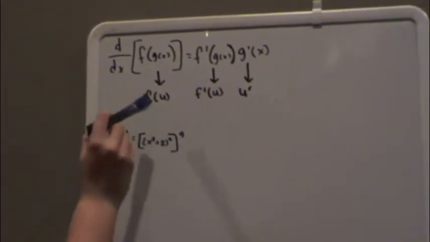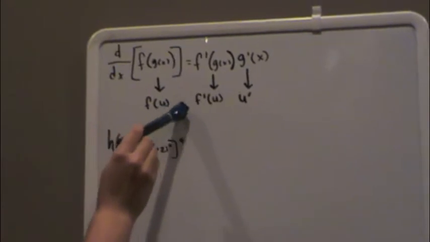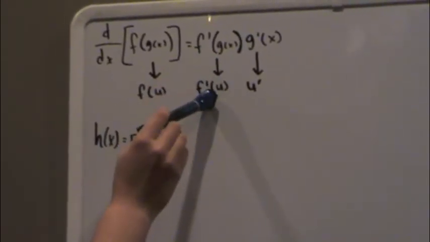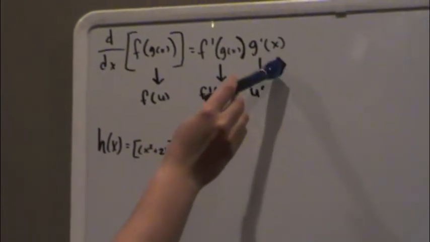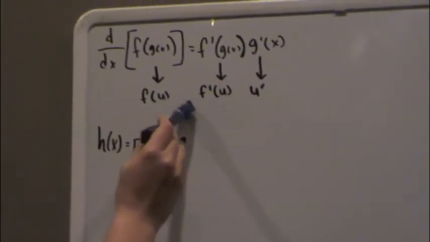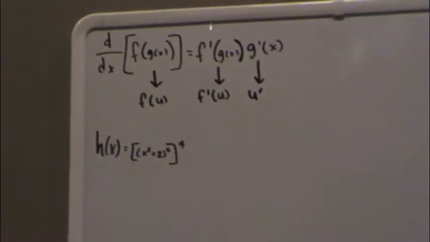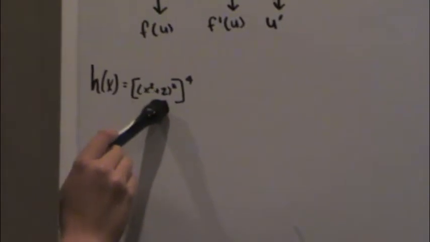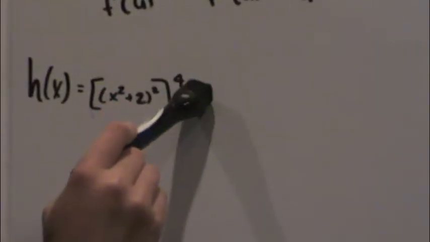And I just rewrote it as f of u, and then this becomes f prime of u times u prime. I'll explain more a little bit later, but here's our function that we're going to try to derive, and it's x squared plus 2 squared, and all of that to the fourth.